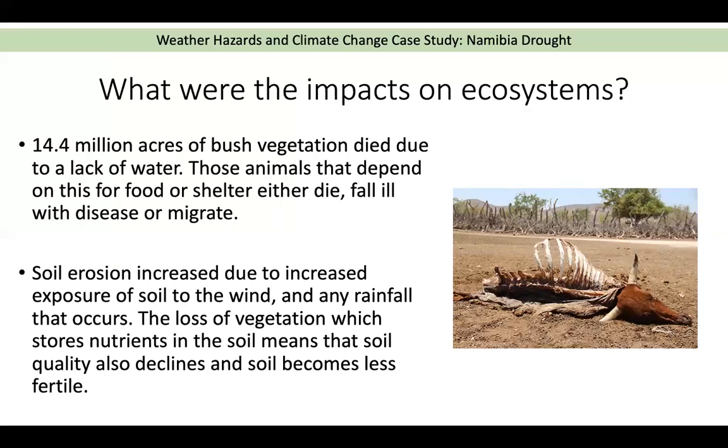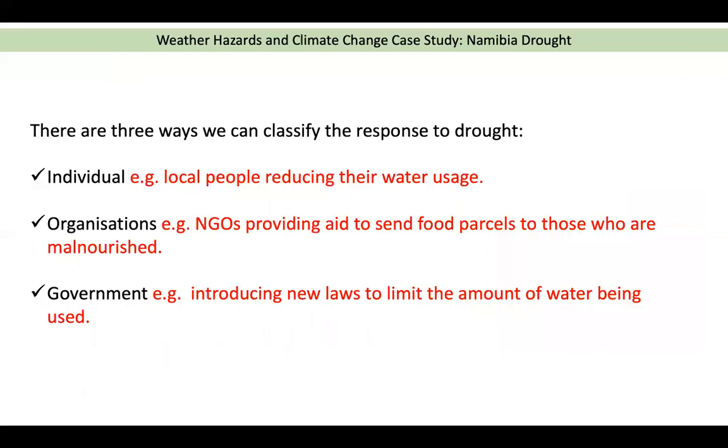Soil erosion increased due to increased exposure of soil to the wind and any rainfall that occurs. Any vegetation that was in that ground has died and withered away, and this exposes the soil to the wind, which then erodes that top layer of soil away. And also that loss of vegetation, which stores nutrients in the soil, means that soil quality has declined, and that means the soil becomes less fertile. Okay, vegetation is less likely to grow where there's not enough water and enough nutrients for it to do so. Okay, so there's some of the key impacts.